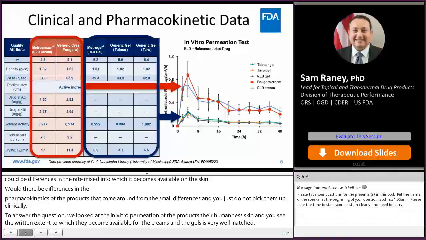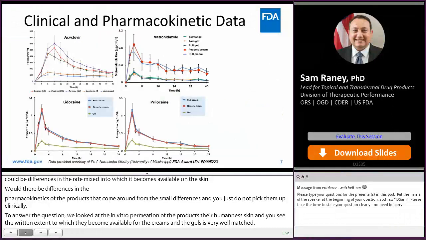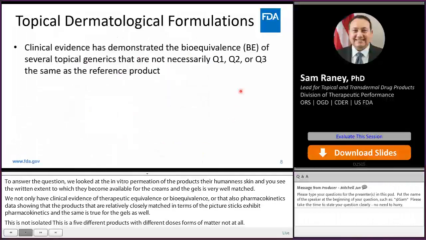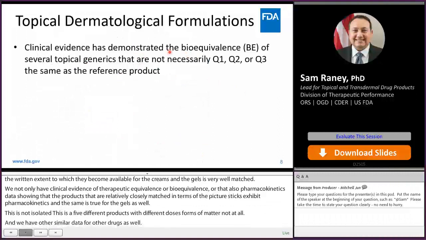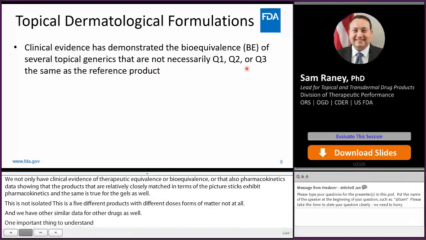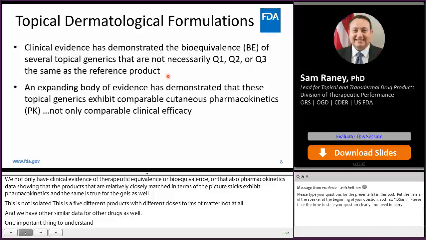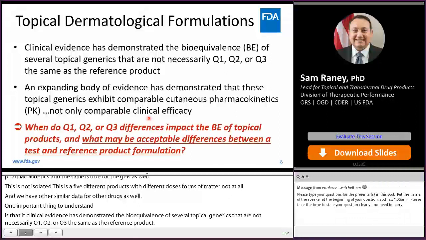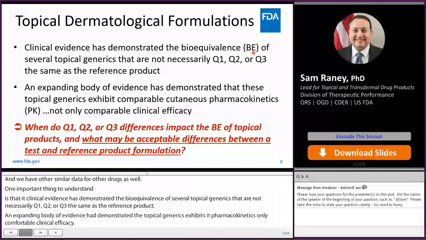This is 5 different products of different dosage forms of metronidazole, and we have very similar data for other drugs as well. So one important thing to understand here is that clinical evidence has demonstrated the bioequivalence of several topical generics that are not necessarily Q1, Q2, or Q3 the same as the reference product. And in fact, an expanding body of evidence has demonstrated that these topical generics exhibit comparable cutaneous pharmacokinetics, not only comparable clinical efficacy.